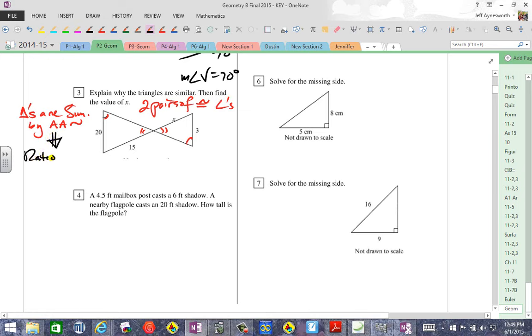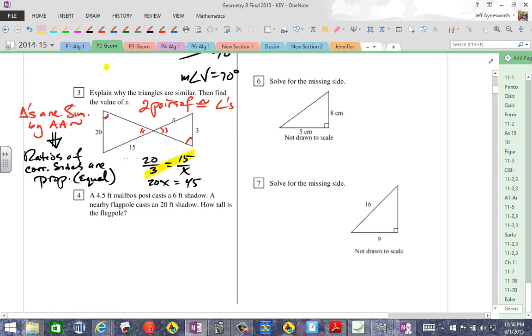So ratios of corresponding sides are proportional, and that means they are equal. So what we do is I'm going to go big to small, so 20 to 3. So 20 to 3 is proportional to 15 to x. All right, cross multiply. So I've got 20x is equal to 45.